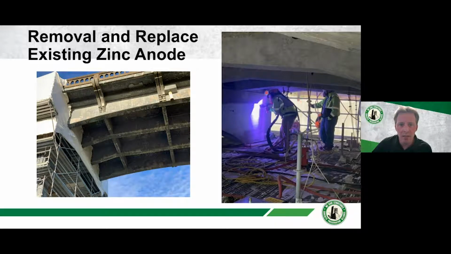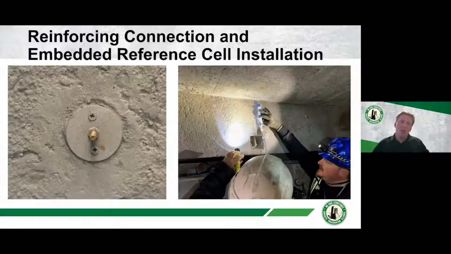And then over here, you can see I'm installing some zinc onto one of the piers. In this case, it's a bit different. We use a brass anode terminal plate. This is not connected to the rebar at all, because this is an impressed current system. So this is a brass plate. We've adhered it to the concrete. We protect the threads, and then we spray metallized zinc over the top of it.